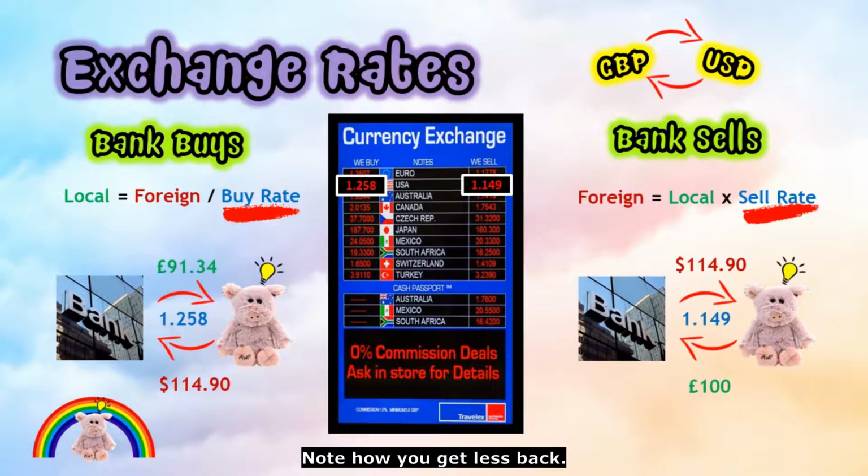Note how you get less back. The buy and sell rates help the banks make a small profit. They are providing a money changing service, so fair enough, I guess. There is another way they can make money.